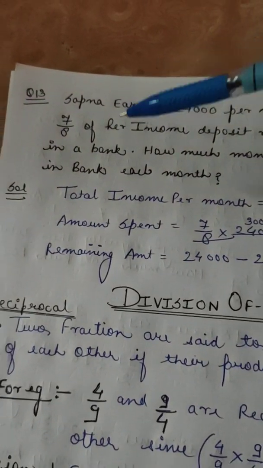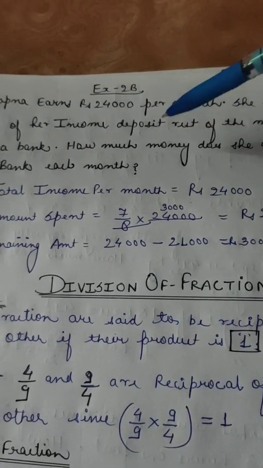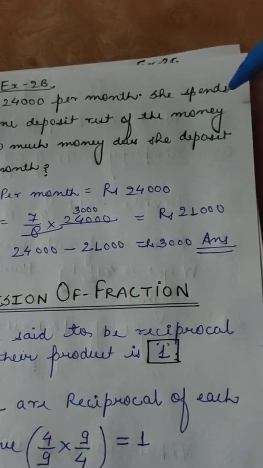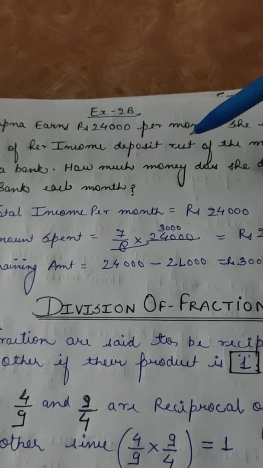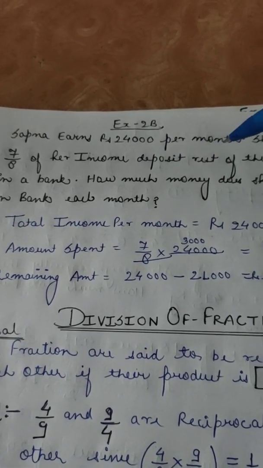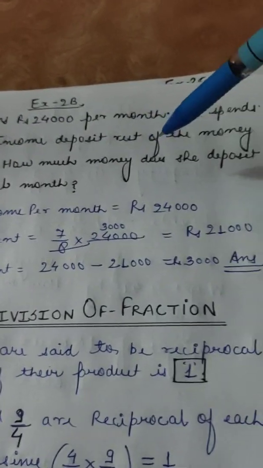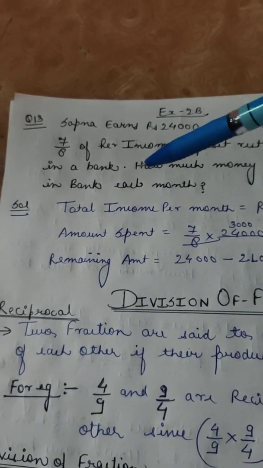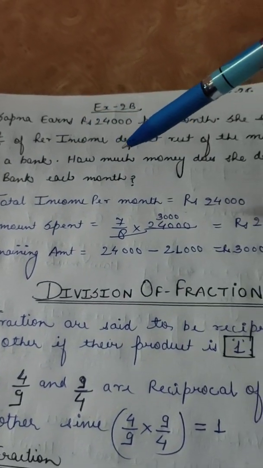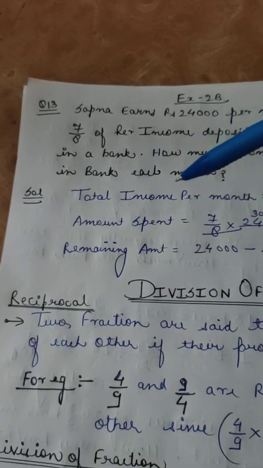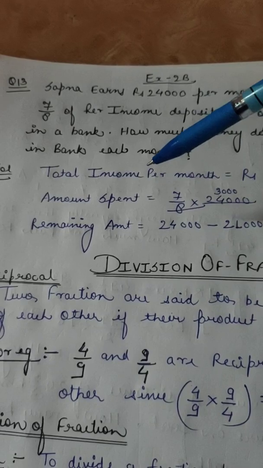Next, I have solved question number 13. Sapna earns rupees 24,000 per month. What is the salary of Sapna in 1 month? 24,000. She spends 7 by 8 of her income and deposits the rest of the money in the bank. The remaining money she saves in the bank. Now you have to find how much money does she deposit in the bank. You have to tell how much money she has deposited in the bank.